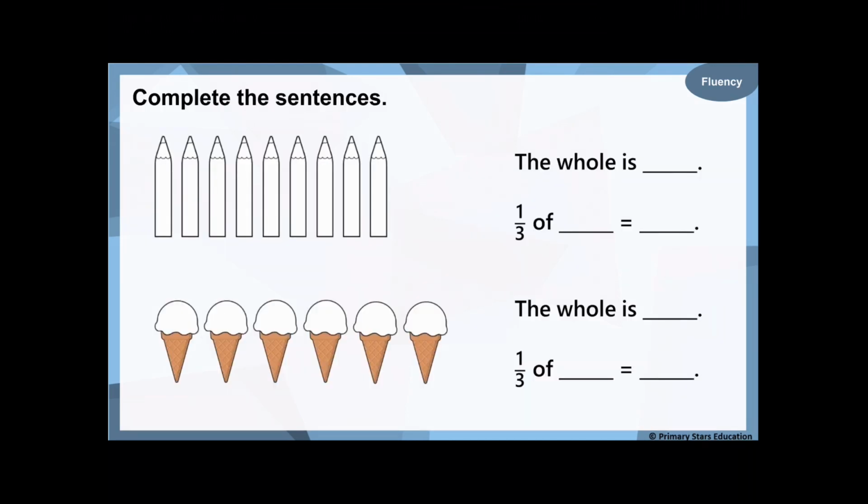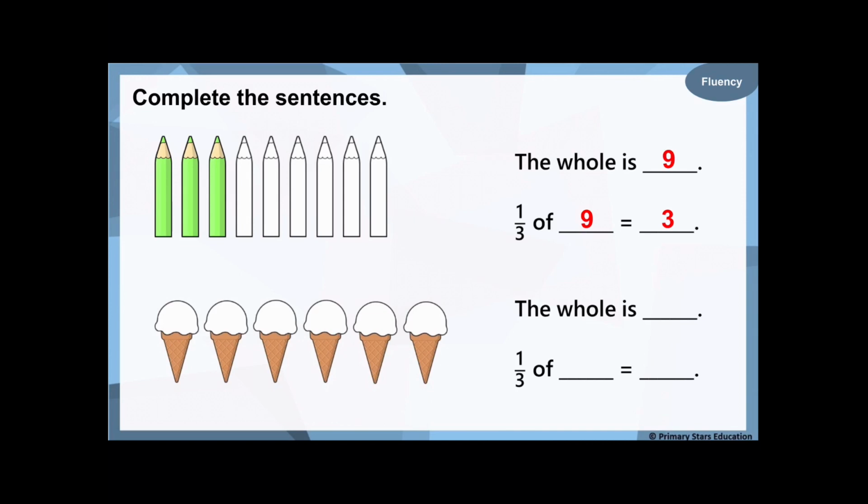Now look at these pictures. The whole is 9. There are 9 pencils. 1/3 of 9 is 3. Yes, if you were to shade 1/3 of the pencils, you would colour in 3.